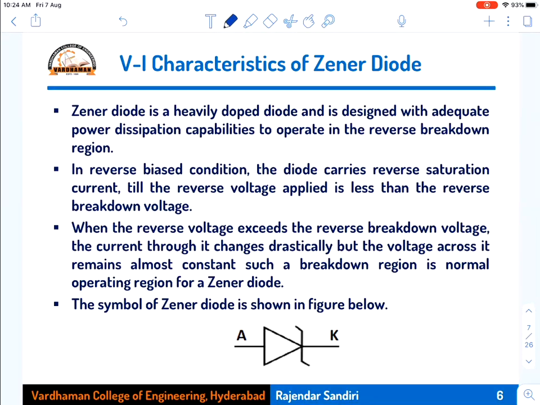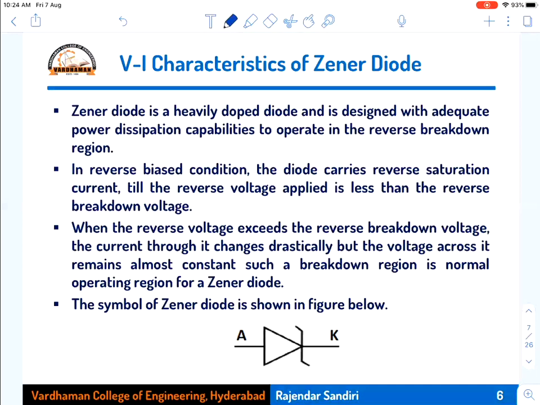reverse breakdown region. Okay, so this Zener diode will act as a normal diode in other conditions like forward bias and up to the reverse breakdown voltage. It will be the same as a PN junction diode, but it exhibits a special property called breakdown when it comes to a high reverse voltage of above 5 volts, depending upon the Zener rating of the diode. So a Zener diode may be manufactured to have a breakdown at 5 volts or 6 volts or 7 volts, depending upon what breakdown voltage is designed for that particular Zener diode.